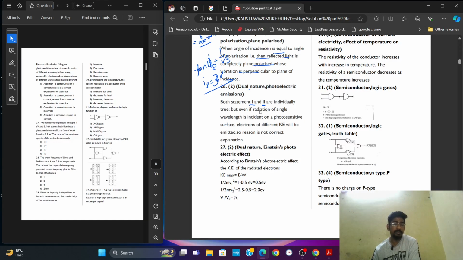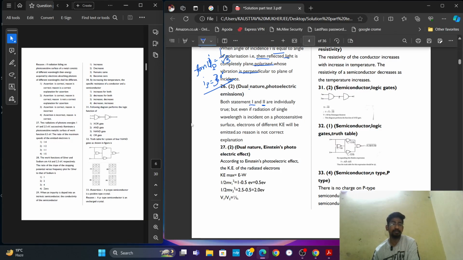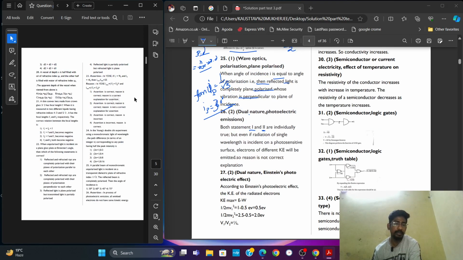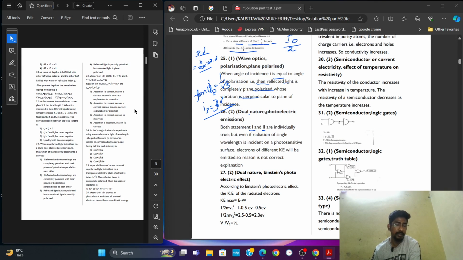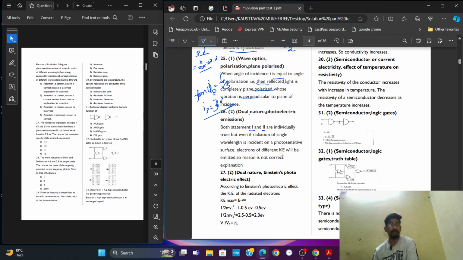These two statements are individually true, right? Because in the first one, the assertion says that in the process of photoelectric emission, all emitted electrons do not have the same kinetic energy. Yes, they do not have the same kinetic energy. Some are greater, some are lesser, right?